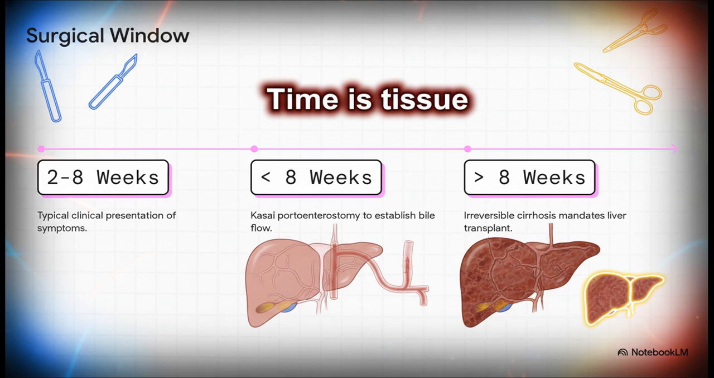Delaying intervention beyond that tight 8-week chronological threshold guarantees irreversible biliary cirrhosis. At that point, a liver transplant becomes the only remaining definitive option.